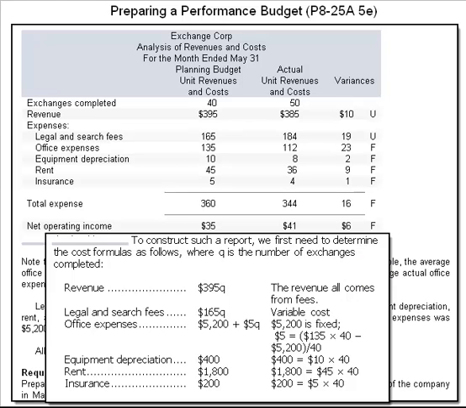Okay, now I've added this box down here at the bottom to tell us what we need to do to construct the report if we need to put together a performance report, right? So what we need to understand is on a variable cost basis, revenues are $395 per exchange. Q stands for exchange, so 395 times Q. And of course the 395 came from there. Legal and search fees, they told us, was variable. So it's $165 per exchange.